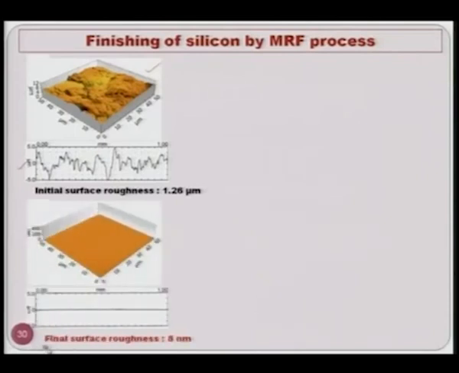Now, after finishing we got the surf analyzer picture over here, which looks like a straight line, and you can compare this with the initial surface roughness. Peaks and valleys are there, and this is the final surface after finishing with 8 nanometer. So, you can clearly see the qualitative difference between these two surfaces.